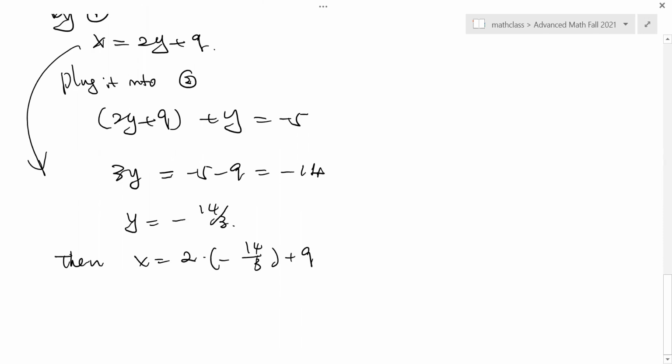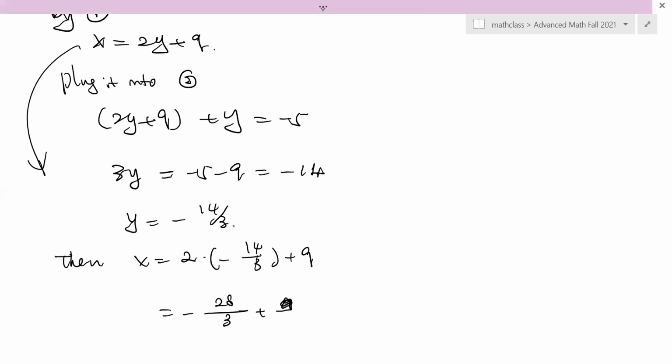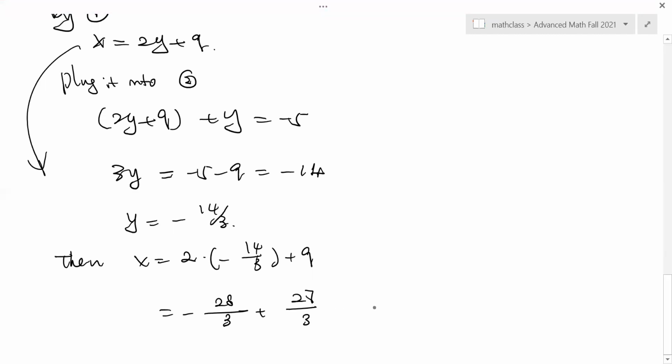So it's going to be 28 over 3 plus 9. 9 is 27. 27 over 3. So the answer is -1 over 3, right? -28 plus 27. All right, so we get 2 answers.